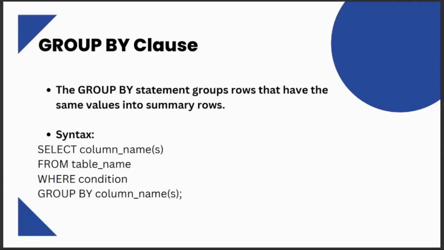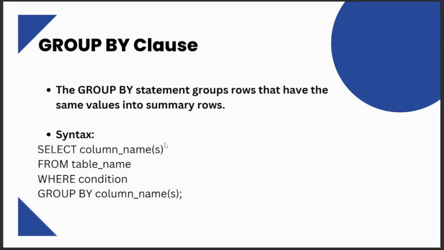Basically, these are two different clauses, but they're used together more frequently. First, let's see what is the group by clause. The group by statement groups rows that have the same values into summary rows. So basically, it will group the rows based on some common attribute.